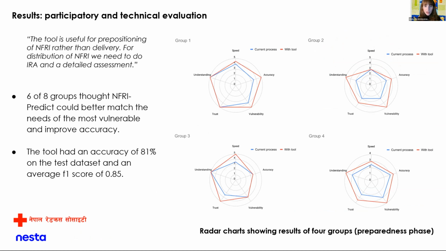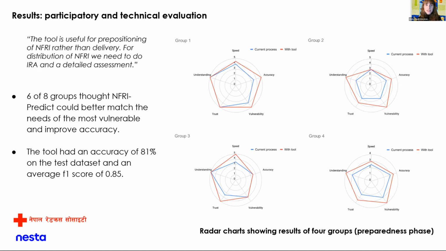workshops. We started those with activities that went into depth explaining how the model worked, and scenarios that tested our stakeholders' understanding of the limitations of the model. Then we asked them to compare the perceived effectiveness, or the perceived benefit, of applying the NFRI Predict tool in comparison to the process currently followed by the Red Cross. We found that 6 out of 8 evaluation groups thought that there would be an improvement in terms of accuracy and being able to address the needs of the most vulnerable.